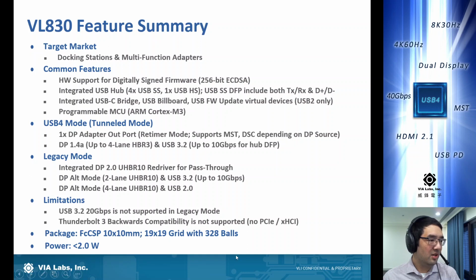In the USB 4 tunnel mode, we can do DP 1.4 up to 4-lane output, and we support USB 3.2 at up to 10 gigabits per second per port. And in the legacy mode, which means when we're connected to a Thunderbolt 3 system, or just an older DP alt mode only system, in that case, by default, we're configured to DP 2-lane and USB 3 at 10 gigabits per second.